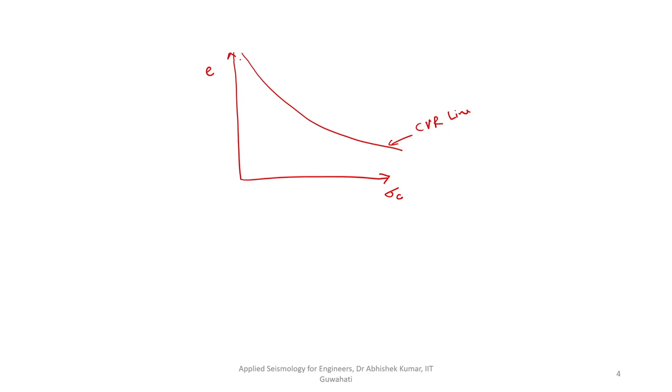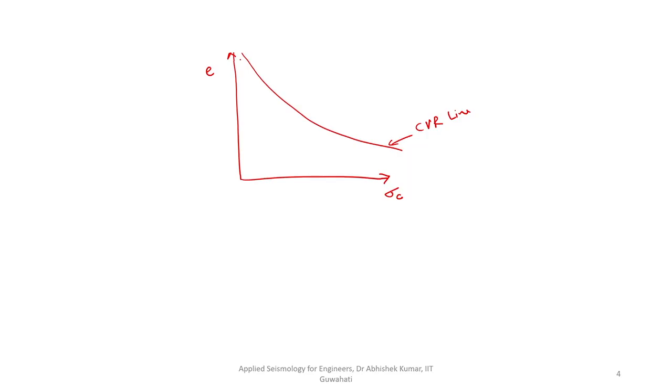As I mentioned, this is basically a representation of a number of samples of the same soil with a change in the initial condition or initial state of the soil. Some were representing loose state, some were representing dense state. Same soil at different initial states, subjected to loading, deviatoric stress, corresponding to the same value of confining pressure you have applied, and after that you started increasing the deviatoric stress.